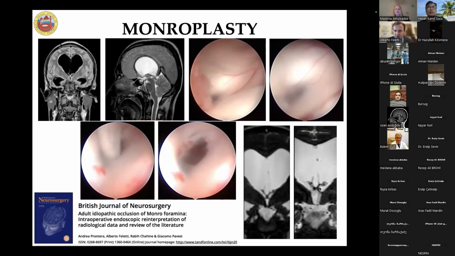And this is the postoperative coronal MRI showing that we were able to open the right Monroe foramen compared to this pre-op MRI. Of course, in these cases, we have to make sure that there is a septostomy, otherwise we have to perform it.